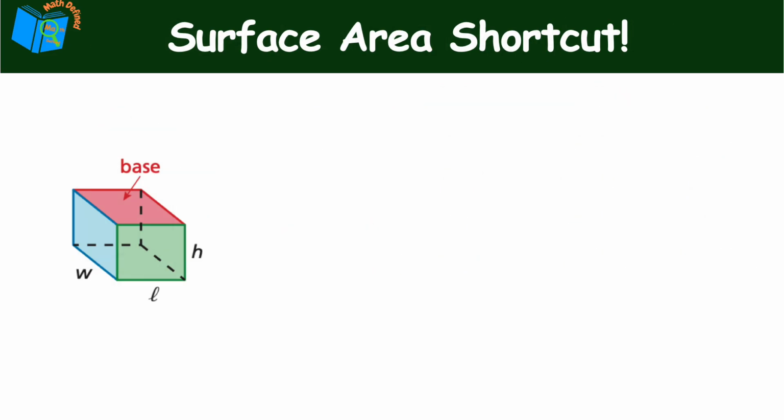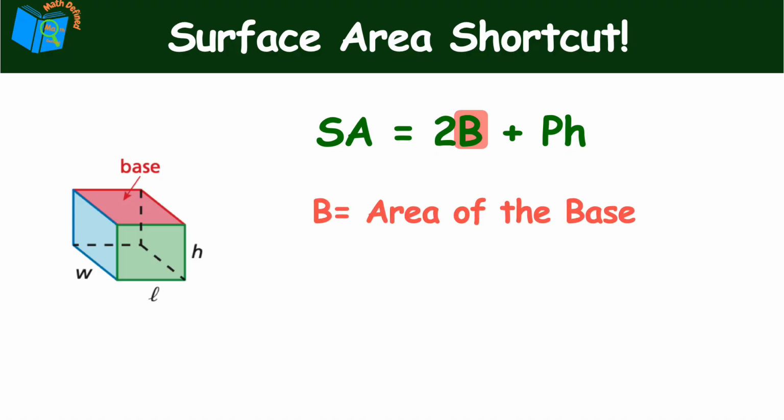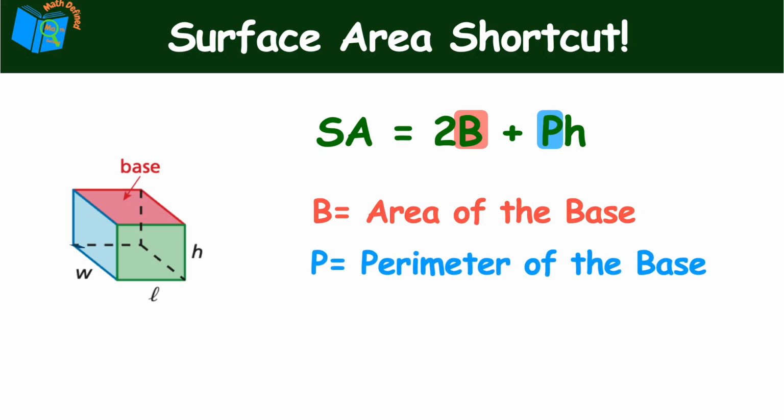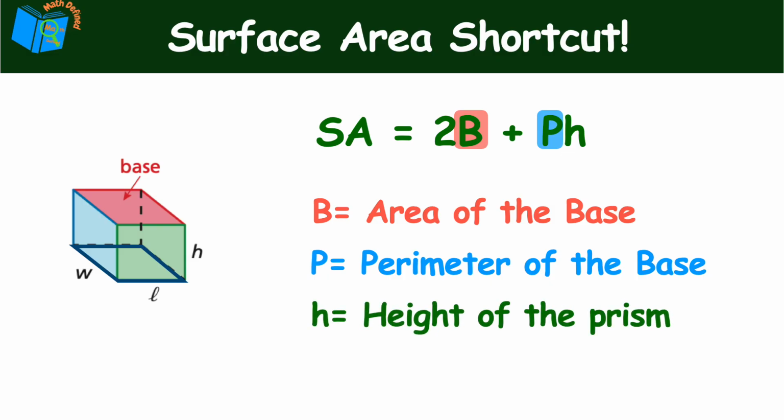You're doing great, but guess what? There's a shortcut. There's a formula that works for any prism. Let's break it down. The B stands for the area of the base. Every prism has 2 matching or congruent bases. That's why we have 2 times B, the area of the base. The P stands for the perimeter of the base. That's the distance all the way around one base. And the H stands for the height of the prism, the distance between the 2 parallel bases.